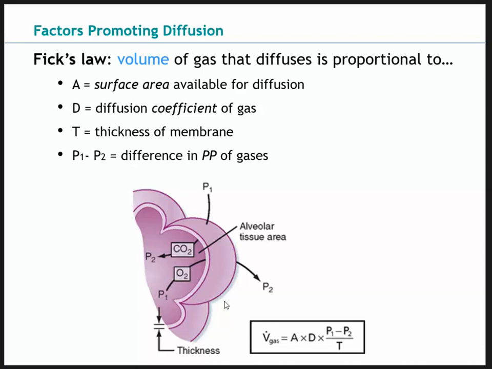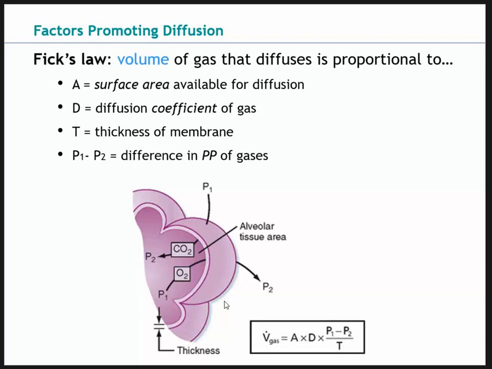Fick's law says the volume of gas that diffuses is proportional to some different variables here. You can also write about Fick's law when you're explaining, I think it's number 1 on your assignment, what benefits gas exchange, like how we can have optimal gas exchange. These are the factors that influence gas exchange. Diffusion, again, is the spreading of a gas more widely by the natural movement of its particles. So let's talk about each one of these.